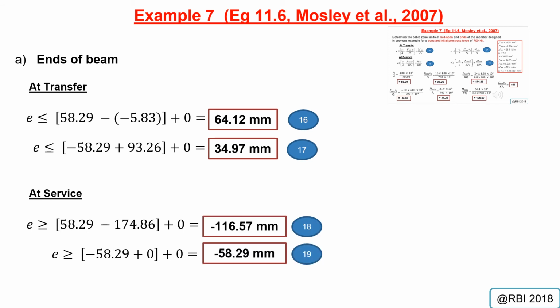In order to fulfill all four inequalities equations, you will see that the E lies within the range of 35 mm in this case, where it fulfills all four inequalities equations.